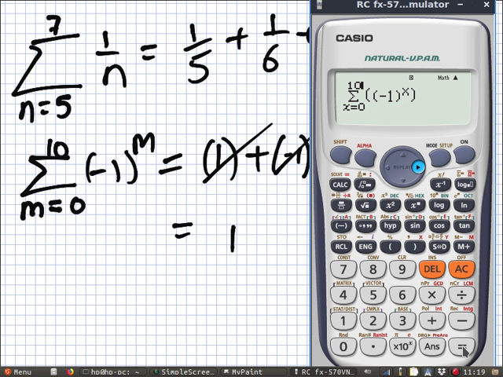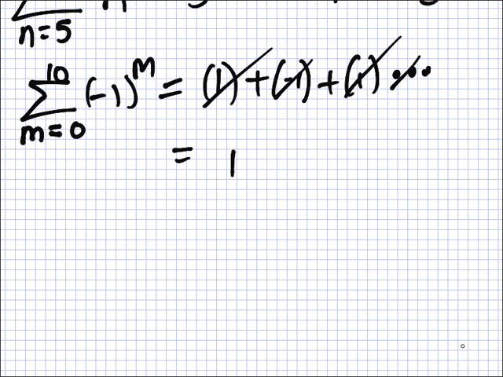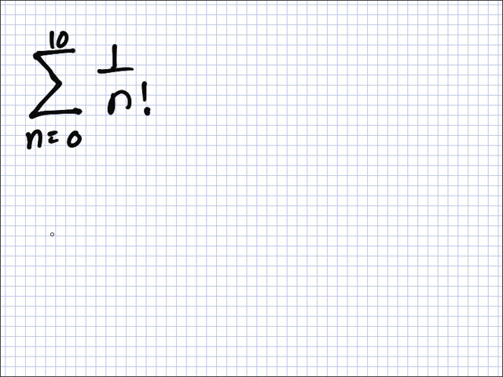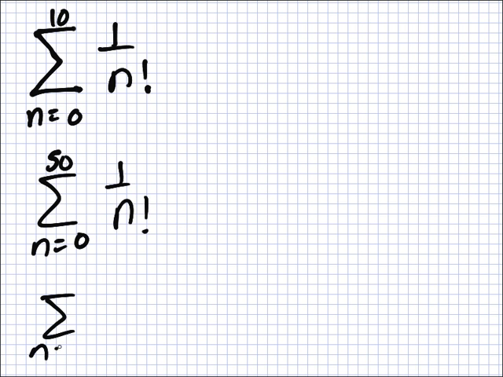But what's nice is you can go up to large values like 100. You'll have to wait a while because it adds it all up from 1 to 100 there. So I'll give you a couple to practice on the calculator now. Can I scroll down? Yeah. So you can use the calculator. I want you to calculate these 3 for me. 0 to 10, 1 over n factorial. 0 to 50, 1 over n factorial. And then 0 to 100, 1 over n factorial.